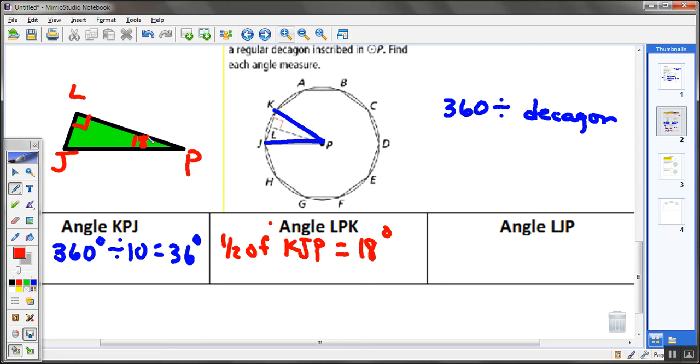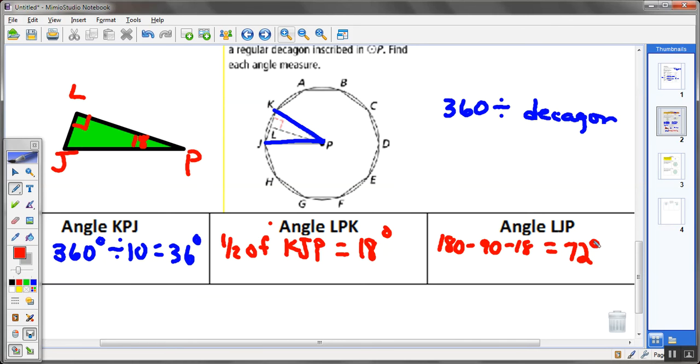So to get LJP, that's this unknown angle right here. How are you going to find that? Subtract it all from 180. So LJP would equal 180 minus the 90 minus the 18, which would be how many degrees again there, Bree? Very good.